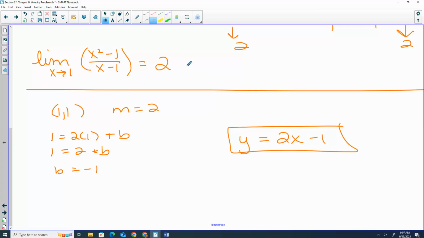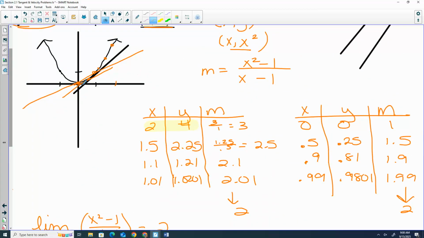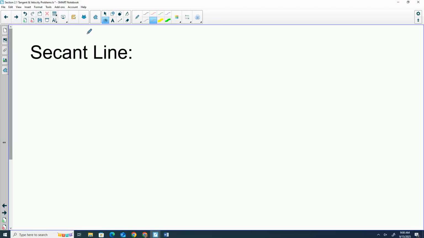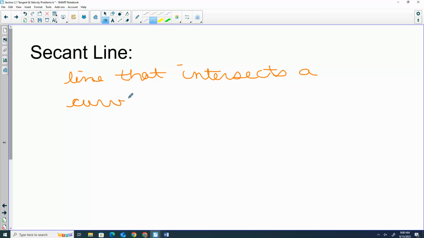To get this slope, we were using what are called secant lines, which is just a line that goes through 2 points on the graph. So I did put that definition on there just so you would have it. A secant line is a line that intersects a curve more than once.